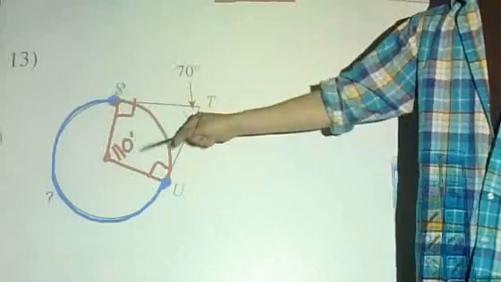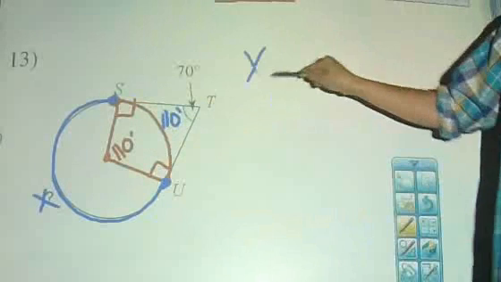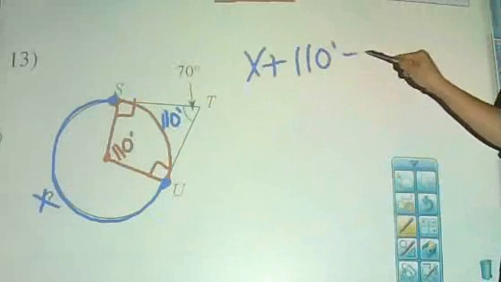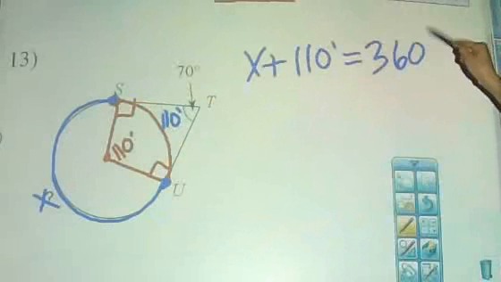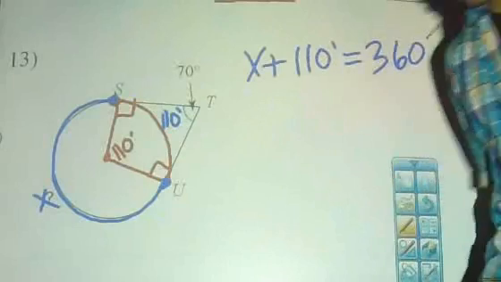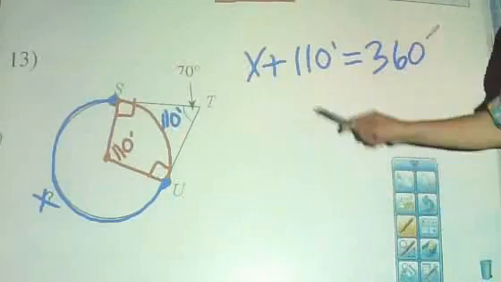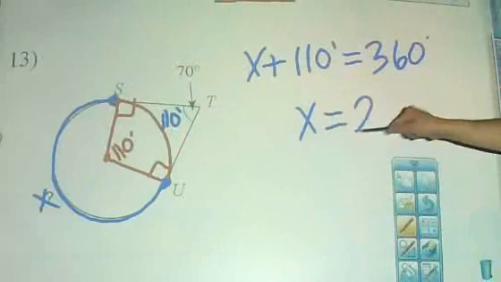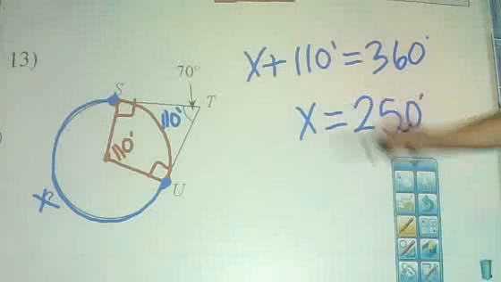You've got to remember that if this is 110, then that's 110, and the x plus 110 is going to make the whole circle, and the whole circle is 360. So what do I take from both sides? Oh, I dropped it. Great. So we take 110 from both sides, and we get x equals 250. All right? So that's about the way you want to do these ones.